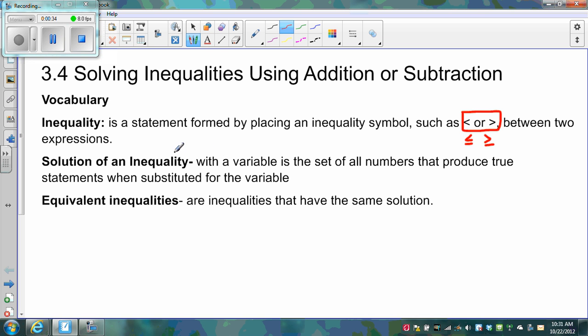And the solution of an inequality is a value of the variable. It's finding the number that makes the statement true. So it could be a is less than or equal to 5. For any number you plug in that's 5 or below, it will make that statement true. Equivalent inequalities are inequalities that have the same solution. So there's your vocabulary, but let me show you what this means through some example problems.